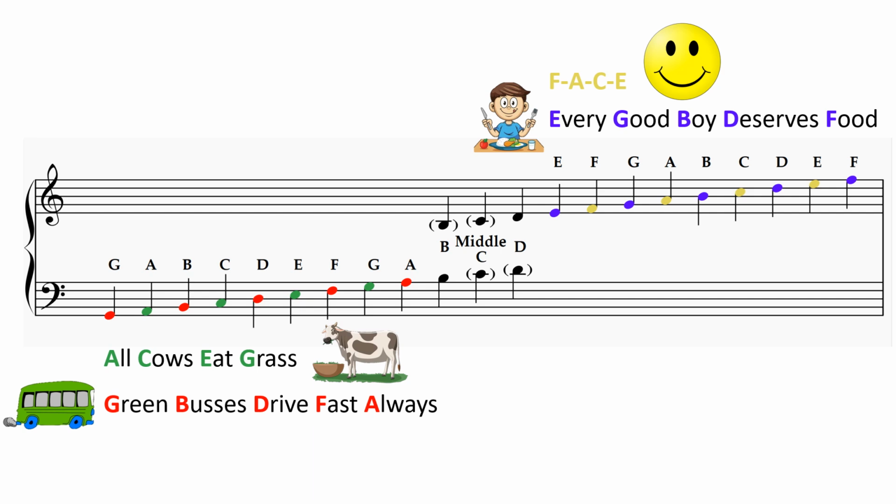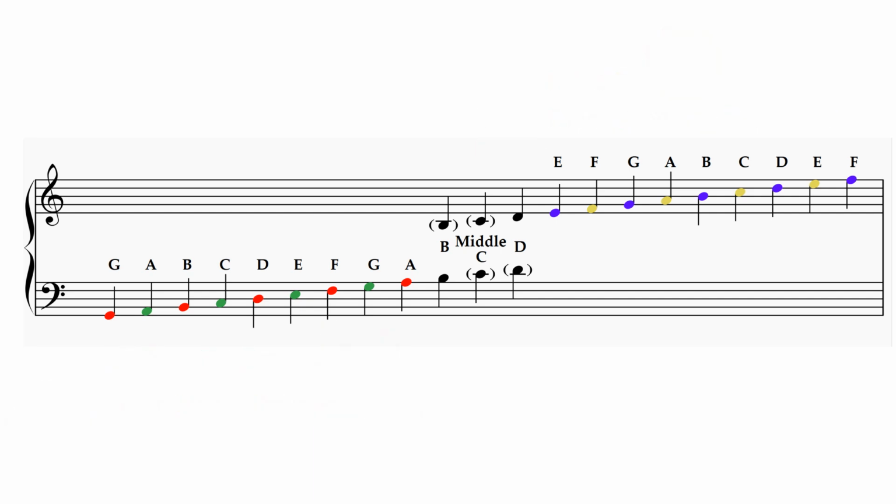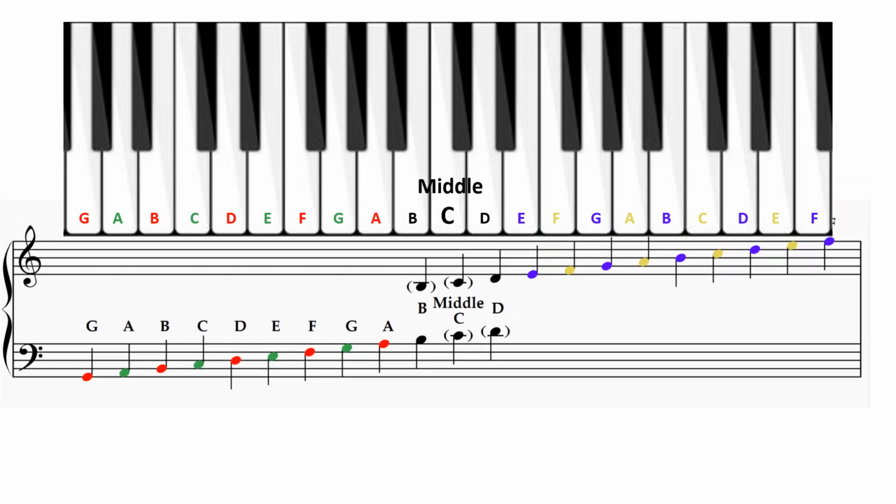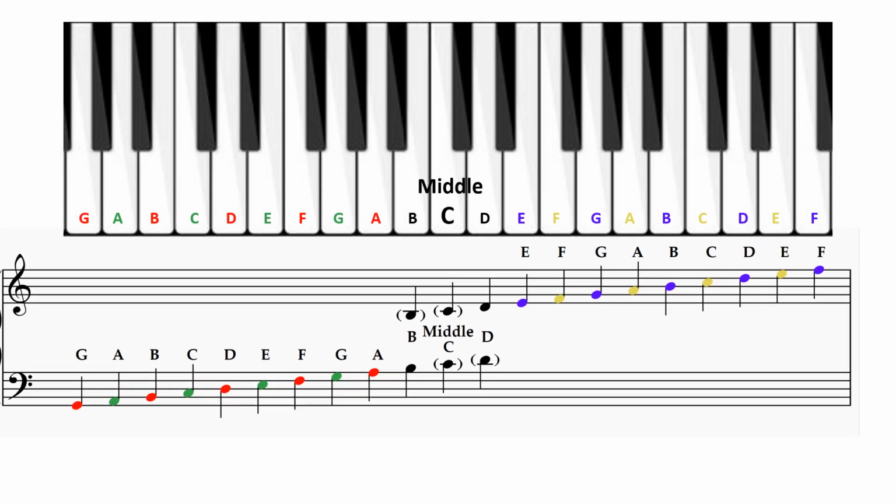So going up the stave, from the very bottom to the top, we have G, A, B, C, D, E, F, G, A. In the middle, we have B, C, and D. And then continuing on, E, F, G, A, B, C, D, E, F. And there it all fits on the piano, just like that. Middle C right in the middle of there, kind of the crossroads between the two staves.